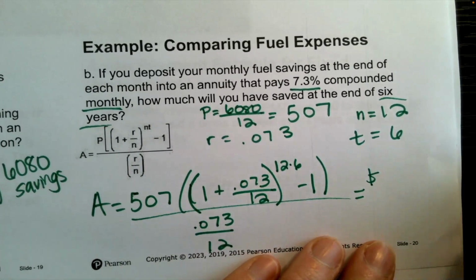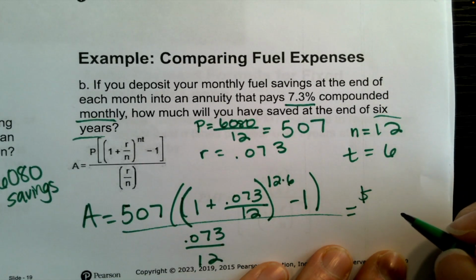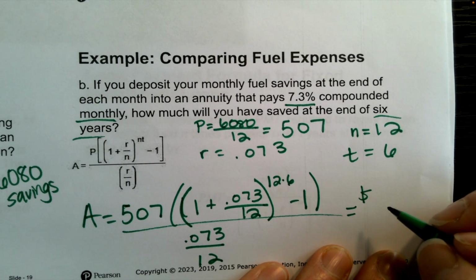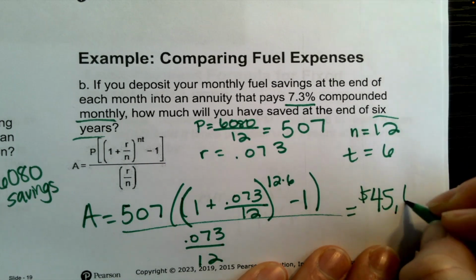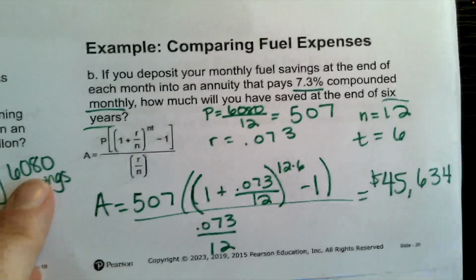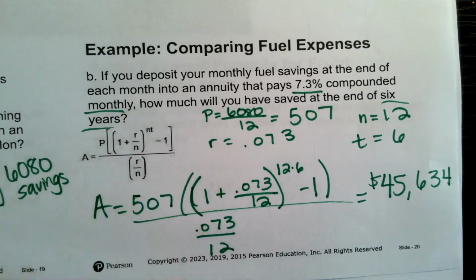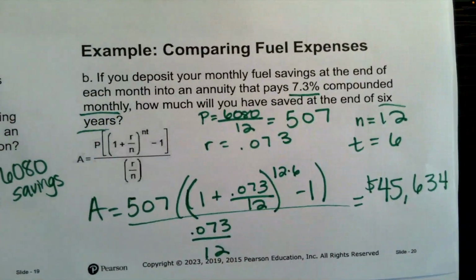This is going to shock you, though. Pause it if you don't want to know the answer. Okay, hopefully you've done it now. $45,634. Just by saving this and putting it into an annuity. So kind of like a CD or a Roth or something like that. Pretty good deal right there. All right, that is it for our notes on cars.